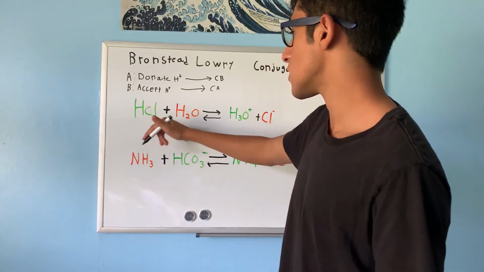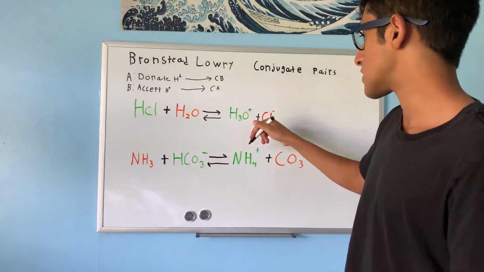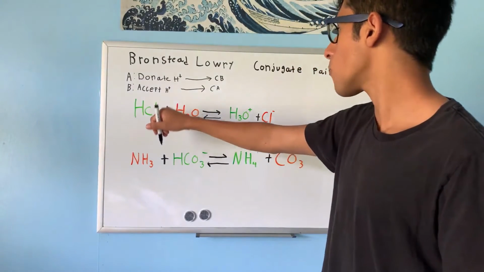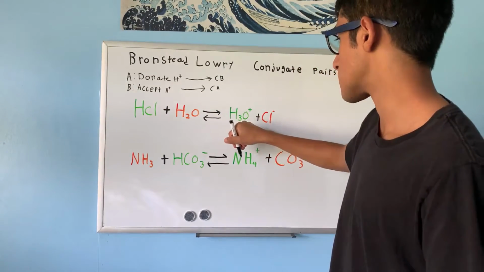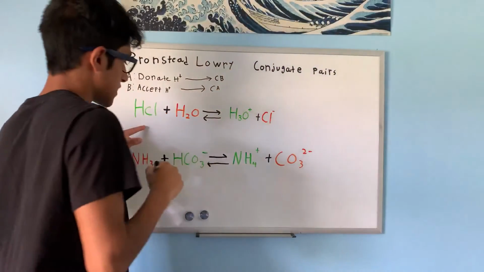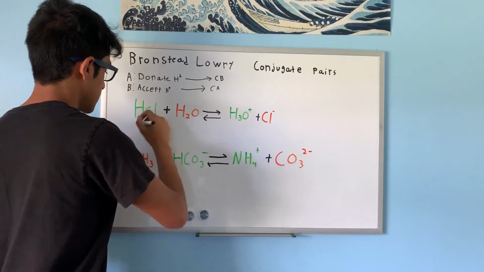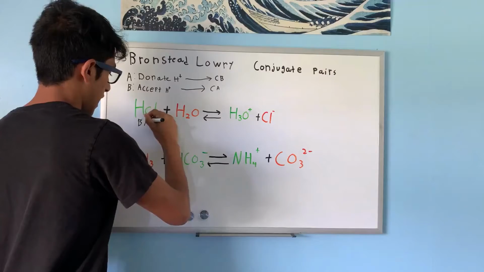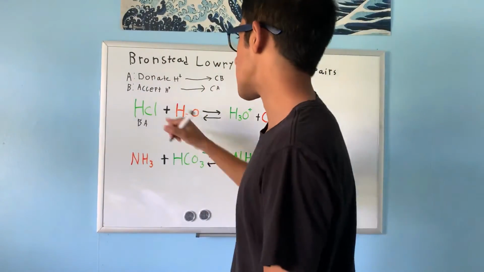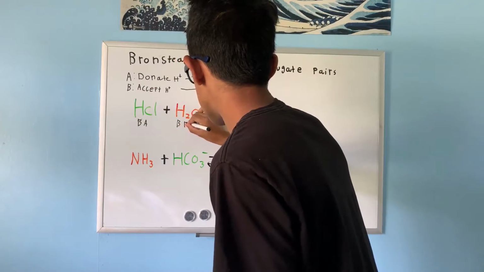So here we have HCl plus water is in dynamic equilibrium with H3O plus and Cl minus. So what we can see here is that hydrochloric acid donates its hydrogen to this water and it becomes H3O plus, and Cl is left by itself. So we can see that because HCl donated a hydrogen, it is a Bronsted-Lowry acid. And we can see that H2O received or accepted a hydrogen, so it becomes a Bronsted-Lowry base.